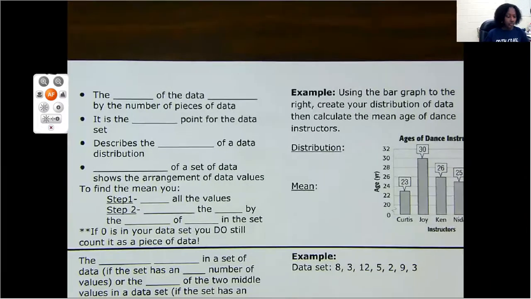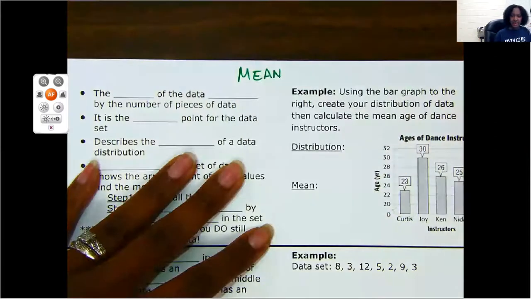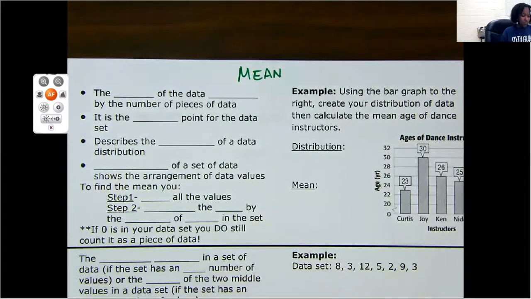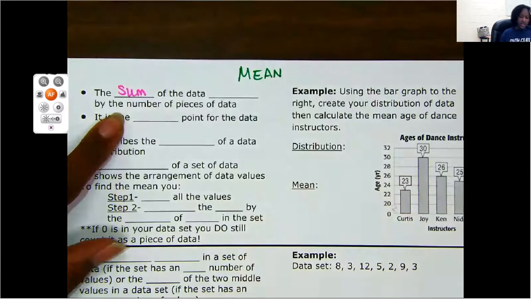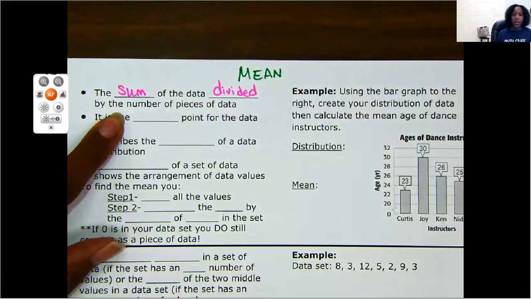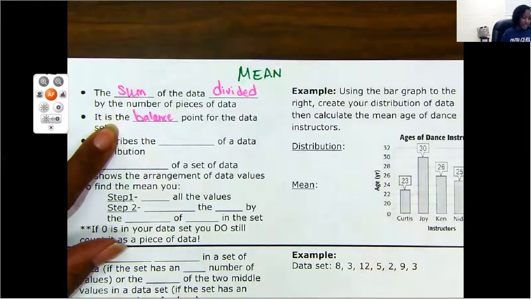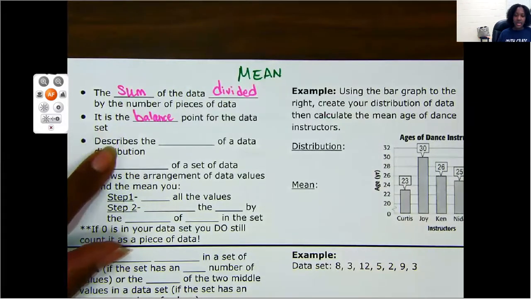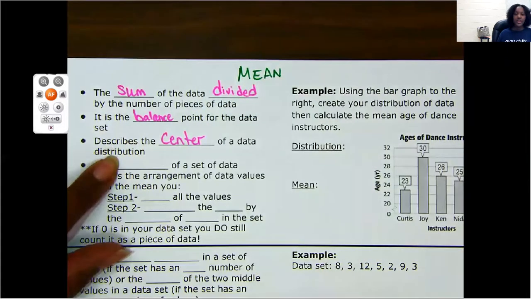We are talking about the mean. M-E-A-N. Mean is what we're talking about today. So how do we find the mean? This is the sum of the data divided by the number of pieces of data. It is the balance point for the data set. It describes the center of the data distribution.